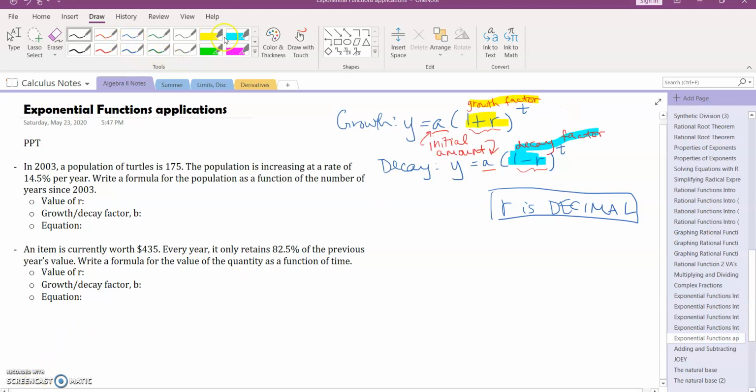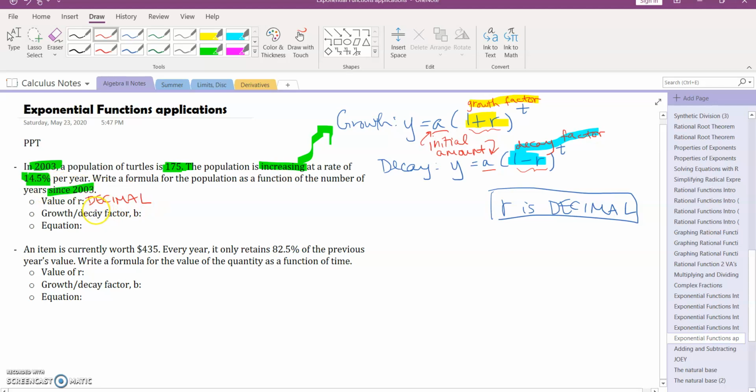So now that we have that said, we can answer these questions here. This is what the half sheet's going to be based on. They're always going to give you an initial amount and a starting year. And they're going to tell you whether it's increasing or decreasing. So here I'm increasing and looking at my growth. And they're going to tell you the rate. Usually it's a percent that it's growing at. And we want to write a formula for the population as a function of the number of years since 2003. So we have to give the value of r. Now r, again, remember, is a decimal.